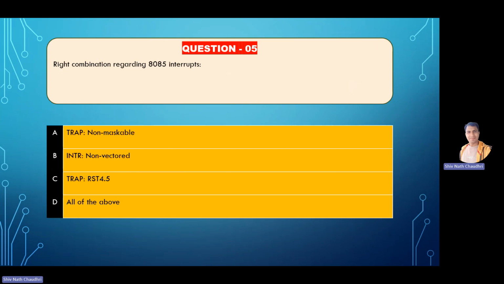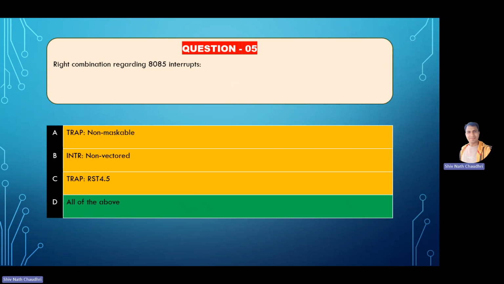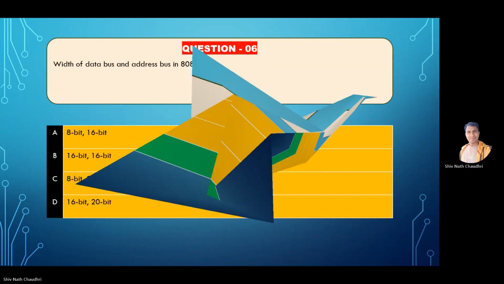So, the right combination regarding 8085 interrupts. I think all these three combinations are right, because TRAP is a non-maskable interrupt, INTR is non-vectored, and TRAP is also called RST 4.5. So let's see. D should be the answer for this question. Yes, D is the answer for question number 5.